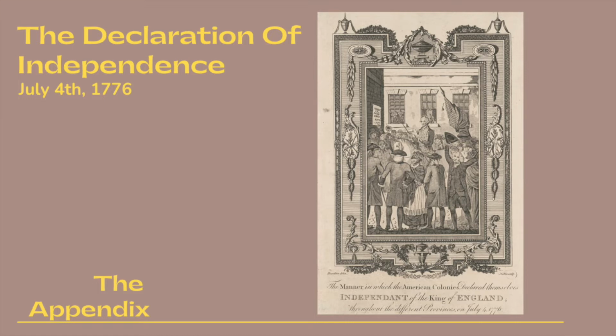On June 7th, 1776, Richard Henry Lee of Virginia introduced 3 resolutions, one of which stated that the colonies are and of right ought to be free and independent states. On the 10th, a committee was appointed to prepare a Declaration of Independence. The committee consisted of Jefferson, John Adams, Franklin, Sherman, and R.R. Livingston.